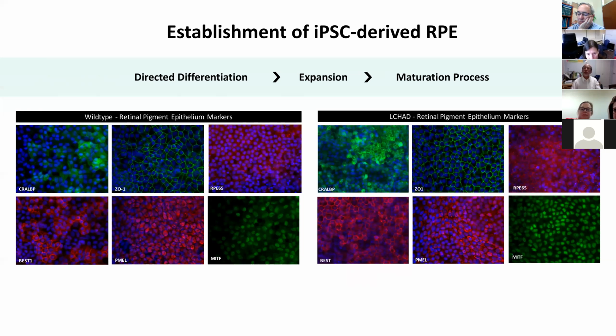Here I'm showing you some of the immunofluorescence staining that indicates that we do indeed have retinal pigment epithelial cells. Over here on the left are the wild type, and on the right are our LCHAD lines. These are various markers. ZO1 stains the tight junctions, and you can see they have a nice epithelial phenotype. BIDF is a transcription factor that's important for this cell lineage. And RPE65 was mentioned earlier, which is involved in recycling the retinol.